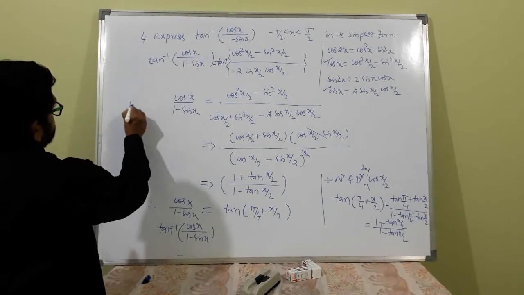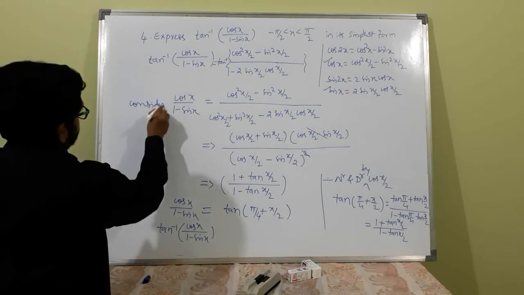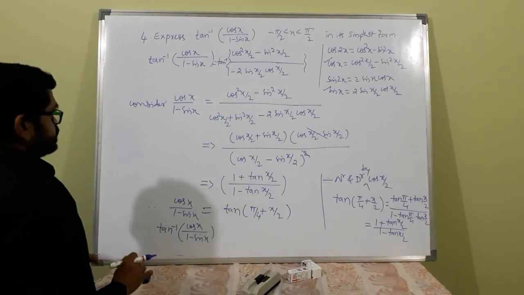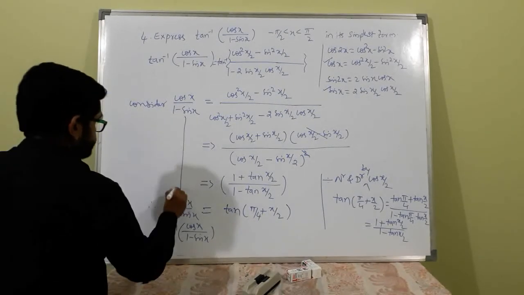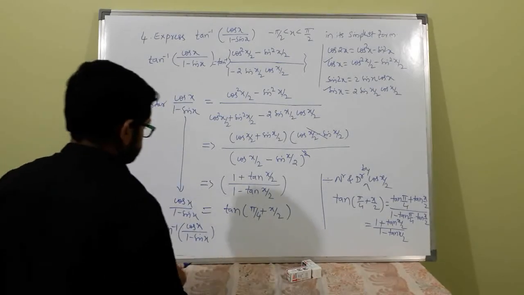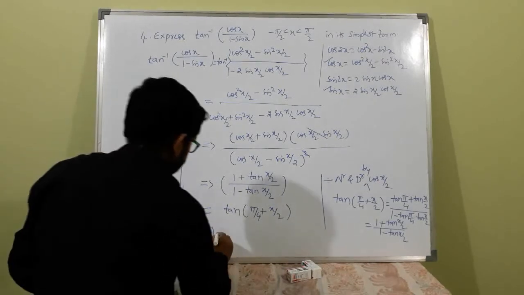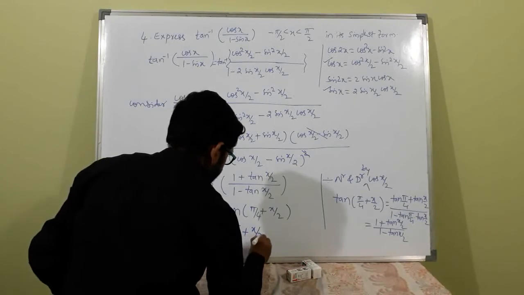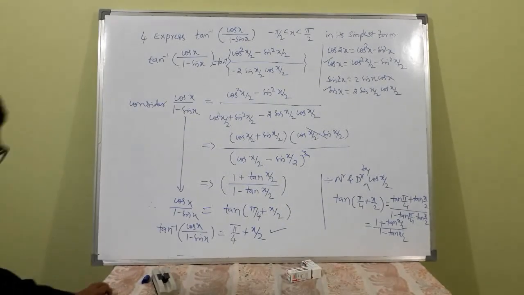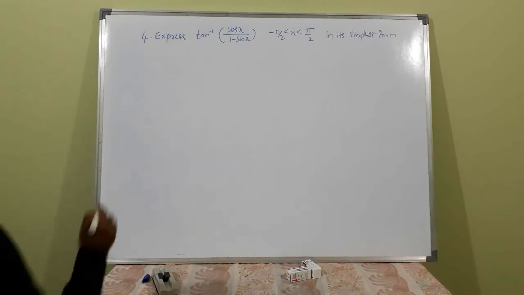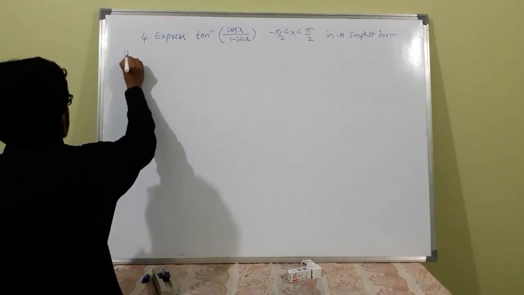Next, if you consider only this part, this will simplify up to this one. Okay, this simplified to this part. If you consider tan inverse again, because tan inverse of this function is given, this will reduce us to 5 by 4 plus x by 2. This is the simplest form. See, this can be solved in another method also.